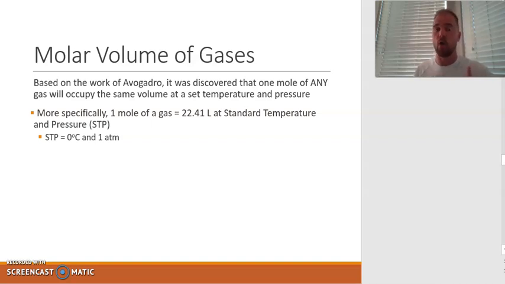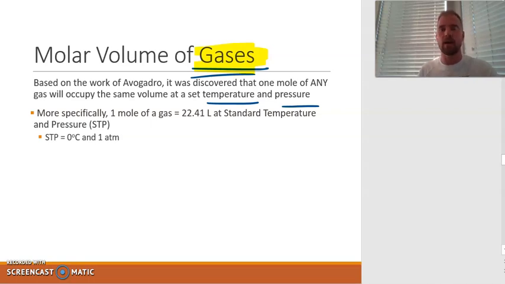Well, first of all, I want to point out we are only talking about gases. This only applies to gases, so please make sure you keep a note of that. Based on the work of Avogadro, which we will actually learn more of later on in this course, it was discovered that 1 mole of any gas, that's right, any gas, hydrogen gas, oxygen gas, carbon dioxide gas, as long as it's a gas and you know there's 1 mole of it, then it's going to occupy the same volume. 1 mole of hydrogen gas will occupy the same volume as 1 mole of oxygen gas, as nitrogen gas, and so on and so forth. So long as the temperature and pressure don't change, right?